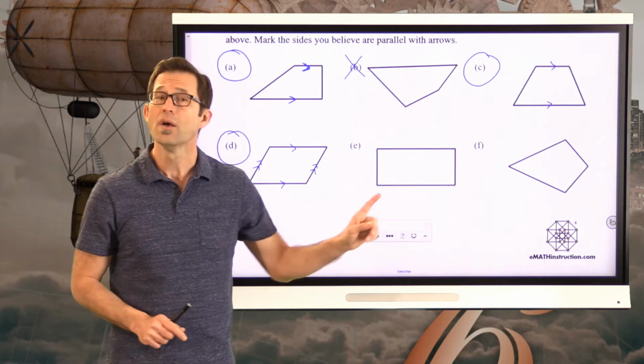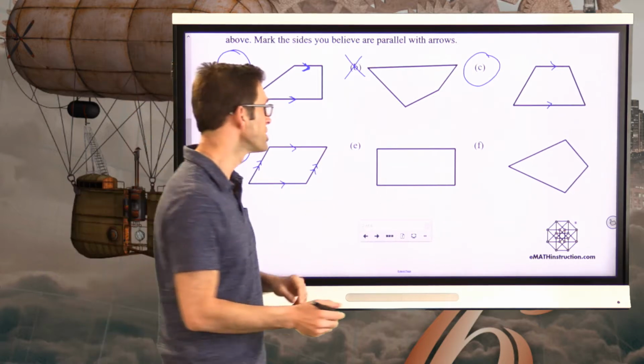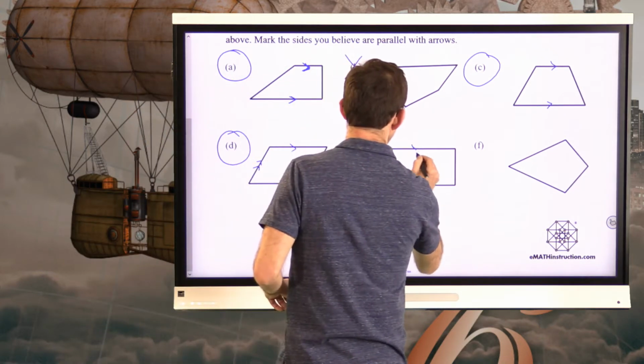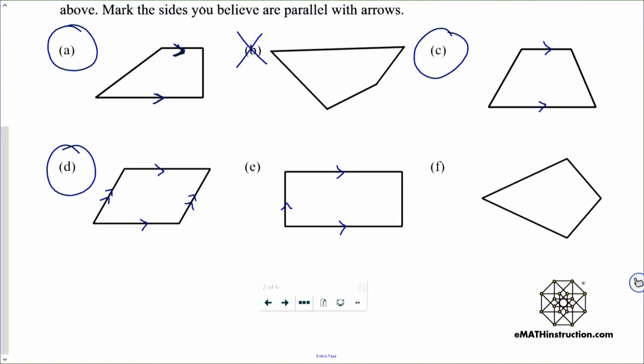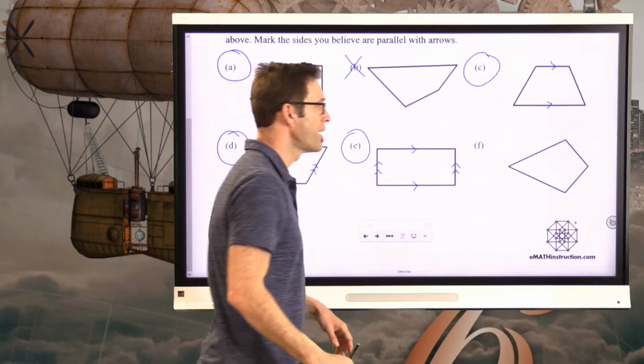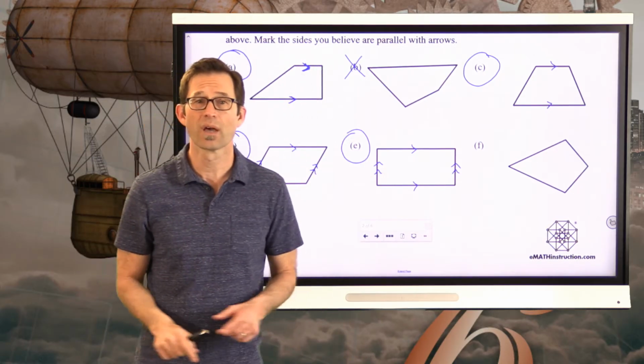sorts of figures. So yeah, a rectangle is still a trapezoid because just like in letter D, these two sides are parallel and these two sides are parallel. The fact that it also has right angles and a bunch of things like that is kind of irrelevant.